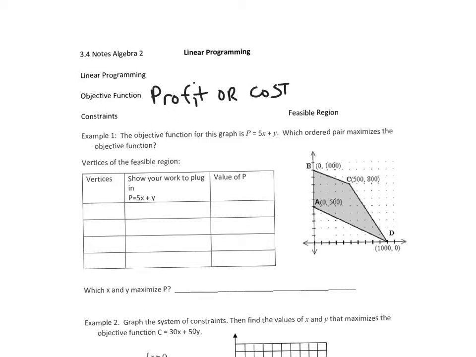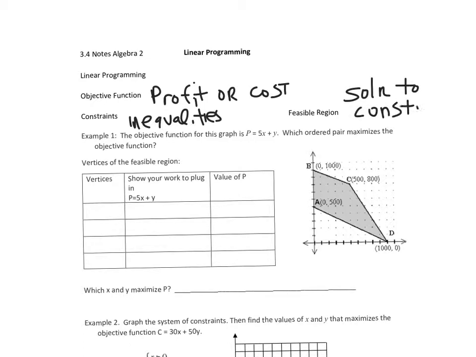Your constraints are your inequalities. So in business, you might have a constraint as far as the quantity of items that you have, or the cost that you have, or your budget, or your time. So time, your inventory, those can all be inequalities. And the feasible region is going to be your solution to your constraints.